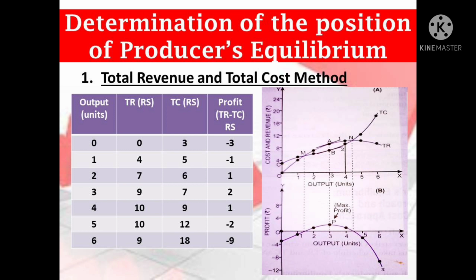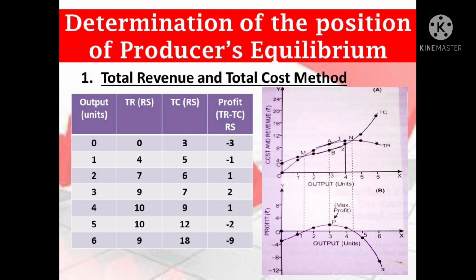Here, total revenue starts from 0 because it is 0 when output is 0. Total cost starts from point C on the y-axis. OC is fixed cost, which is incurred even when output is 0. The π curve shows the difference between TR and TC, that is, profit.